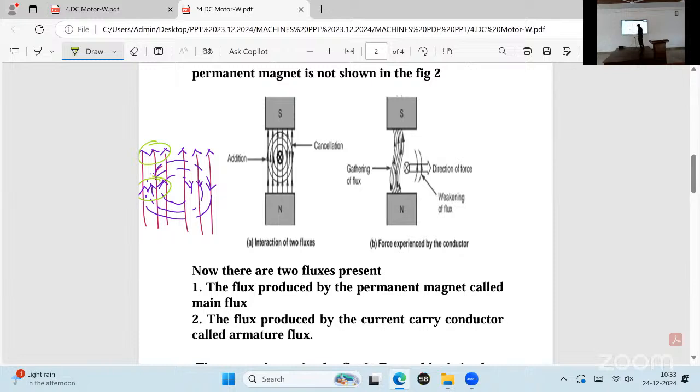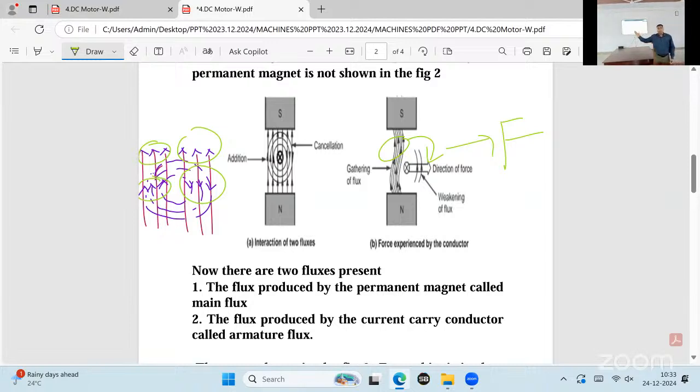We get more flux on the left side. On the right side, these two, main flux and armature flux, are opposite to each other and cancel each other. We get very low, negligible flux on the right side. Finally, this total flux will apply force on the armature, so that the armature will rotate. The left side flux applies force on the armature to rotate, and we get a weak flux on the right side.